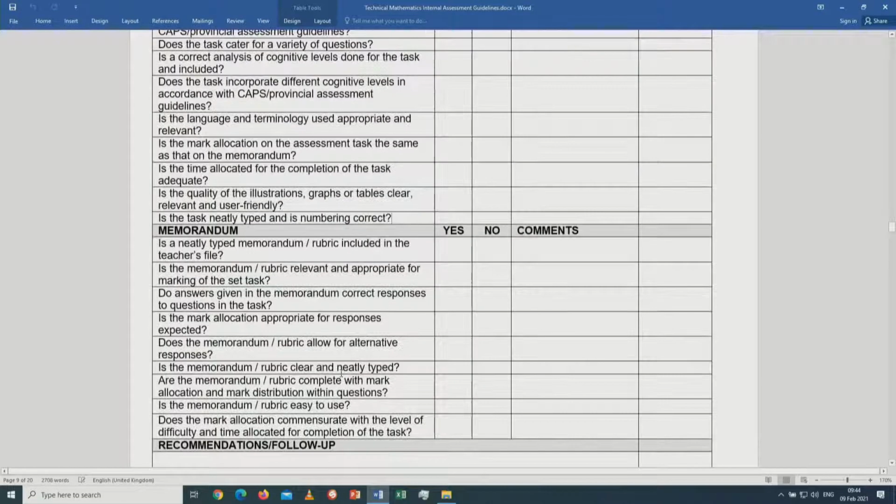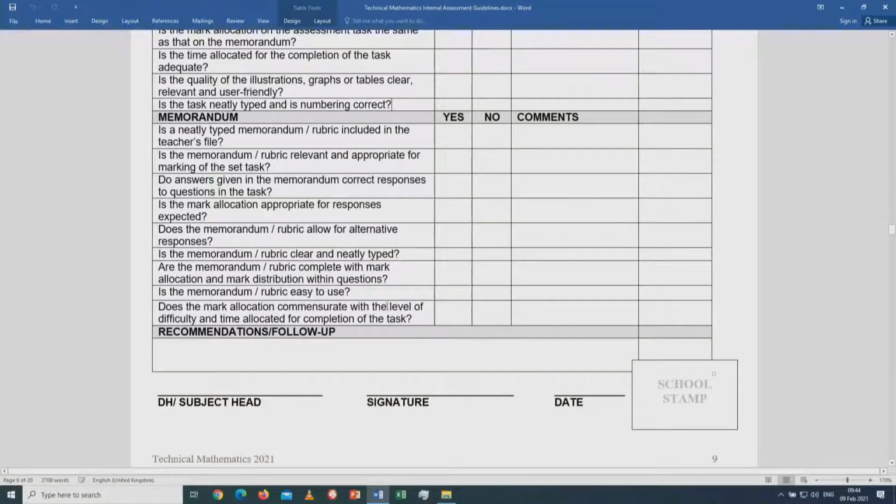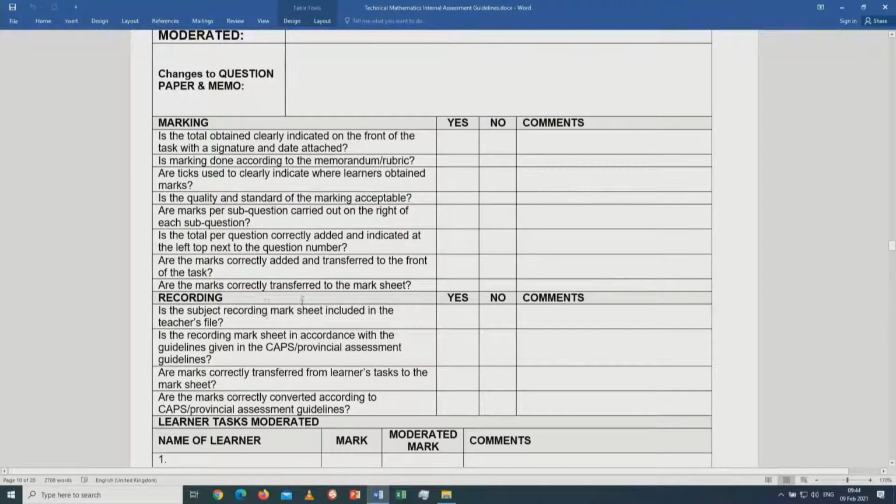When you submit your task, there should be a task marking guideline. If you use a rubric, it must be there and neatly typed, with ticks as well as the descriptors after the tick. And then the moderation of scripts report. And colleagues, this is where I had a lot of problems when I visited schools. Sometimes you have a marking guideline and you are marking your learners, but when you look at the marking, the teacher did not follow the marking guideline. Now the question is, what is the purpose of the marking guideline if you are not following it when you mark learners?